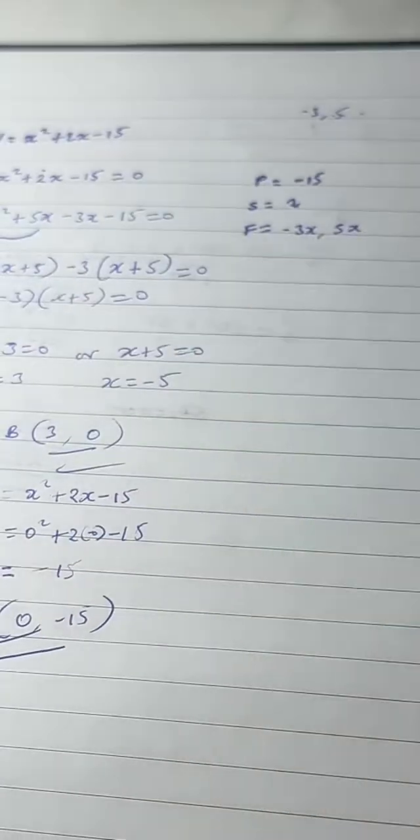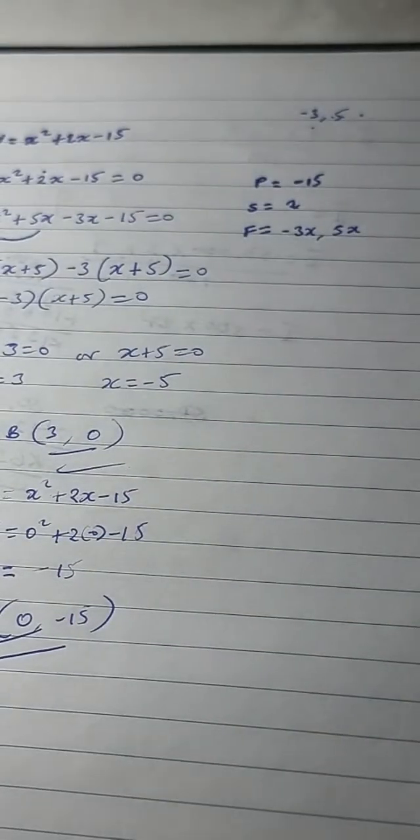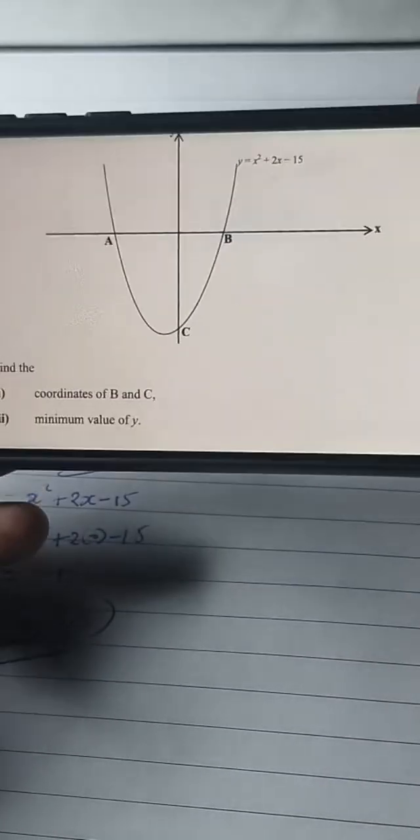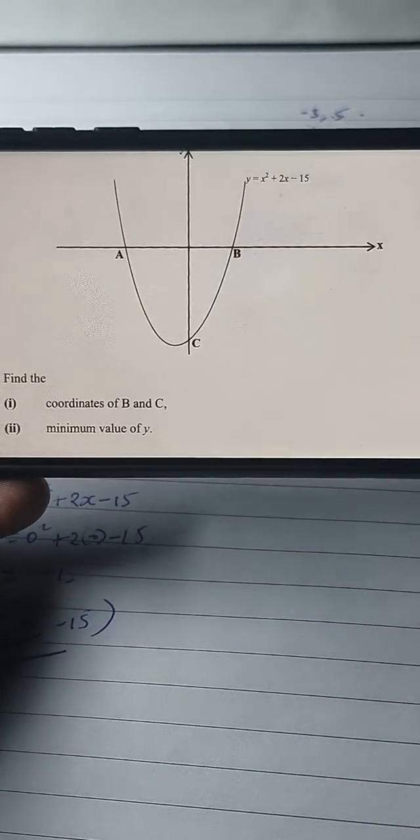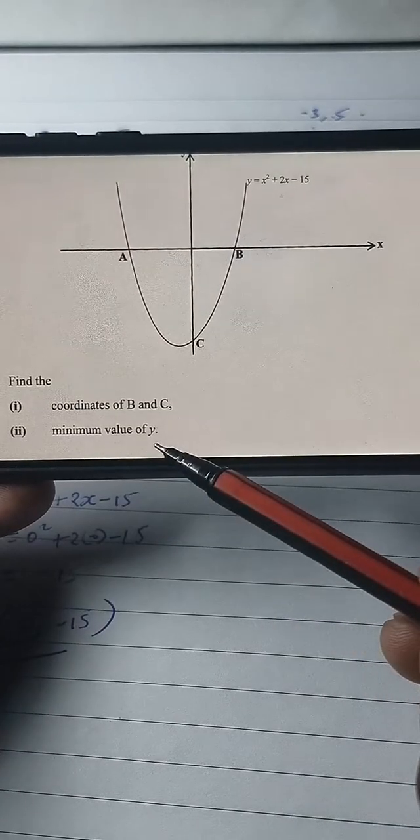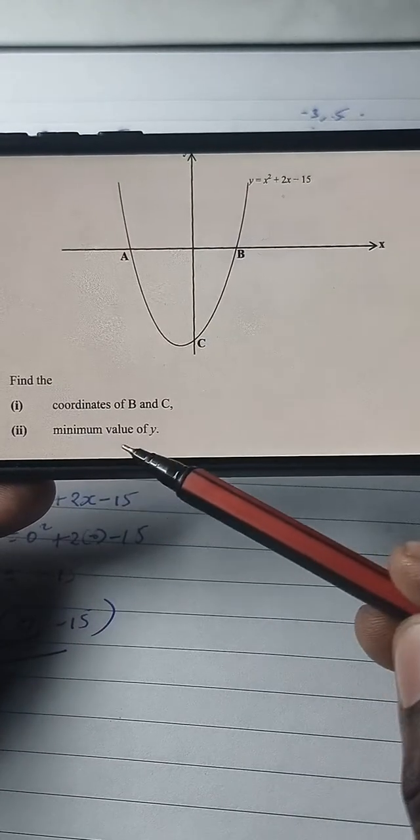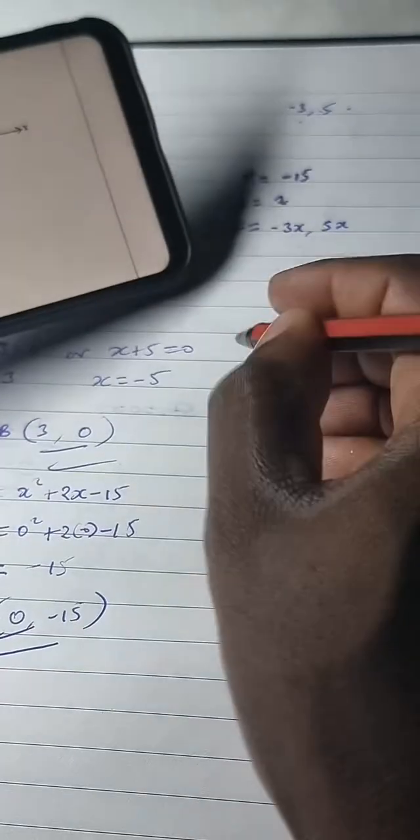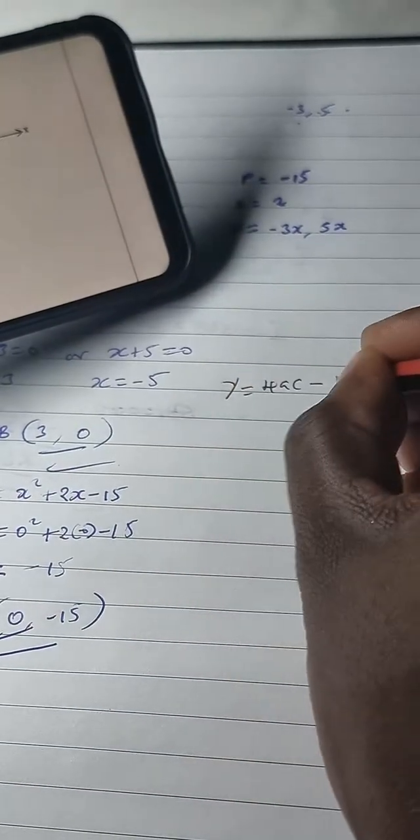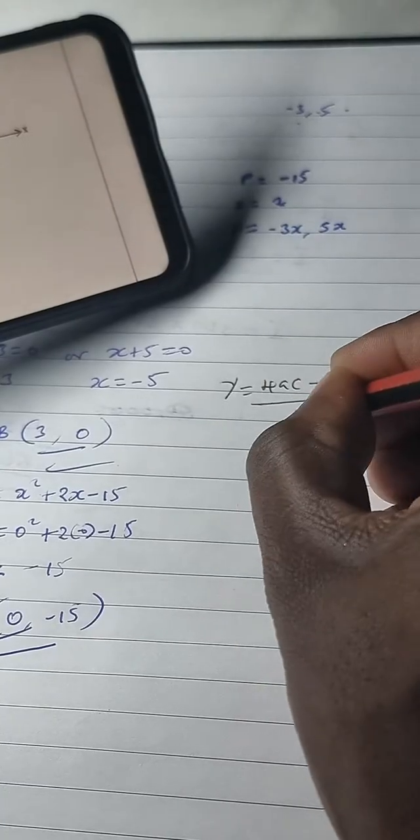So we are finding the minimum value of y. Find the minimum value of y. So when finding the minimum value of y, we are using this: y is equal to 4ac minus b squared over 4a.